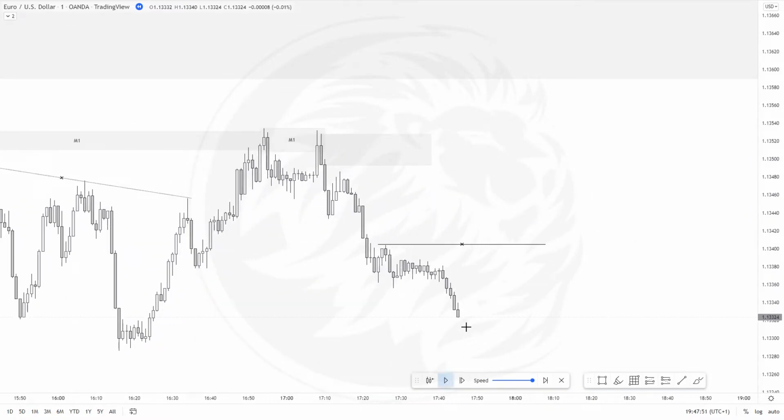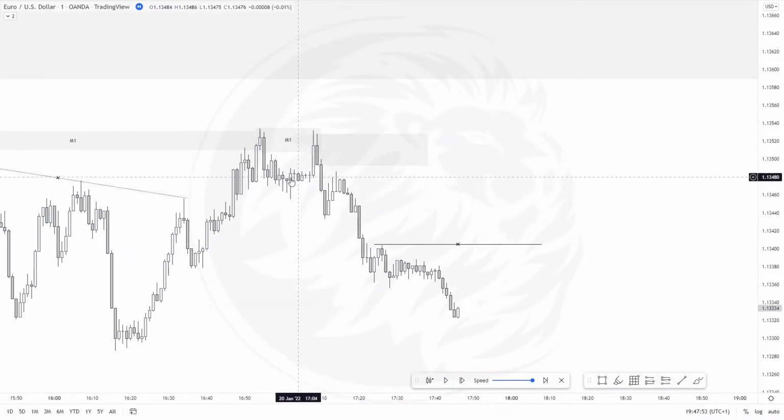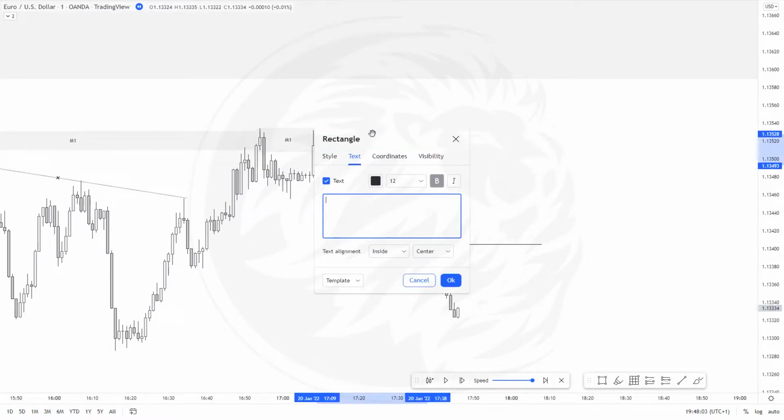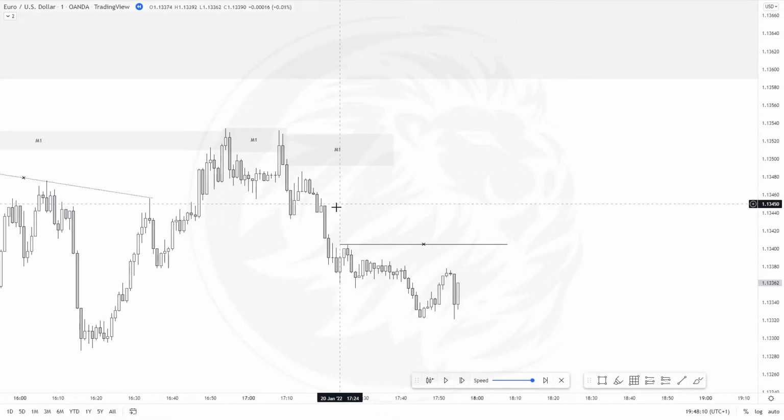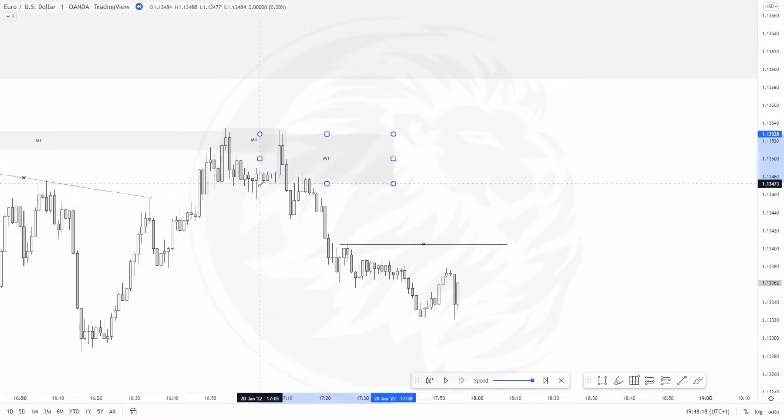Price takes some liquidity, but as I told you, price comes back into this big unrefined order block. Sorry, I didn't add my word up. Just put M1 here. Okay, perfect. So here we have another valid order block, but we still have a little bit of imbalance, but we know that price reacts from maybe a higher order block.